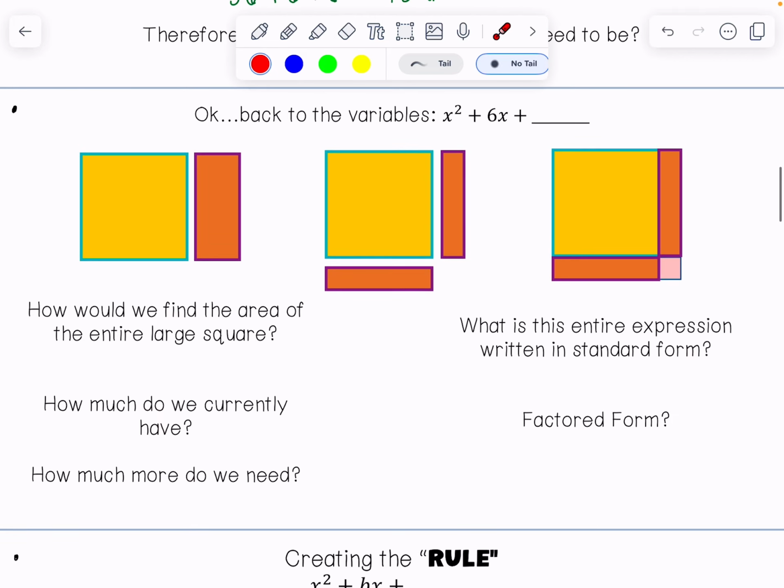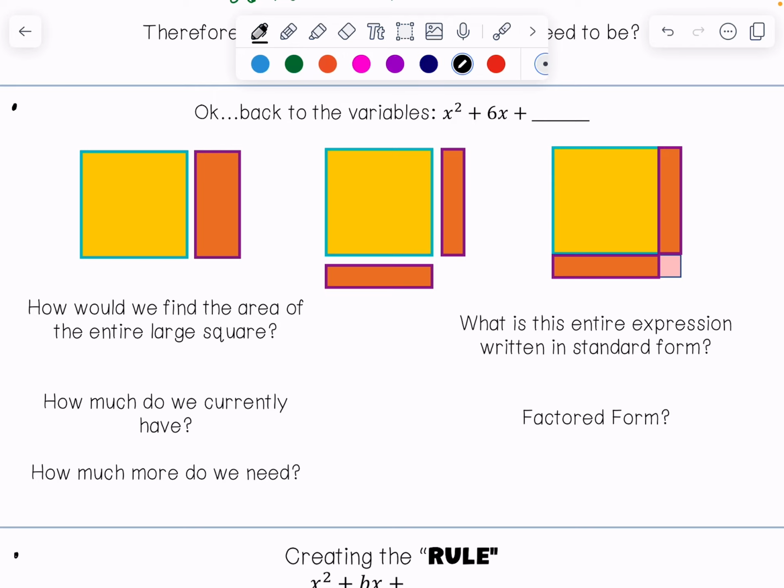We can go back and add some more variables to this. So now I am back at x squared. That represents my big yellow square. So x times x, and this is x squared. My rectangle is going to be 6x, so 6 and x. When I split this 6, this becomes a 3. That means this also becomes a 3, because remember these are just halves. Which means the area of both of these orange ones is 3x.